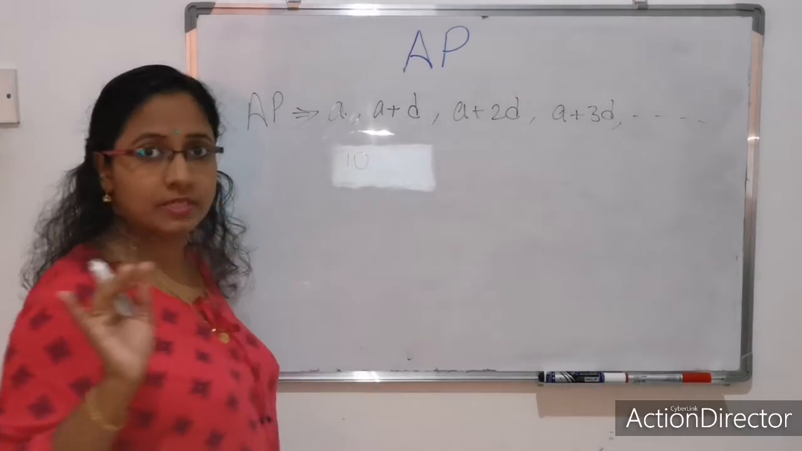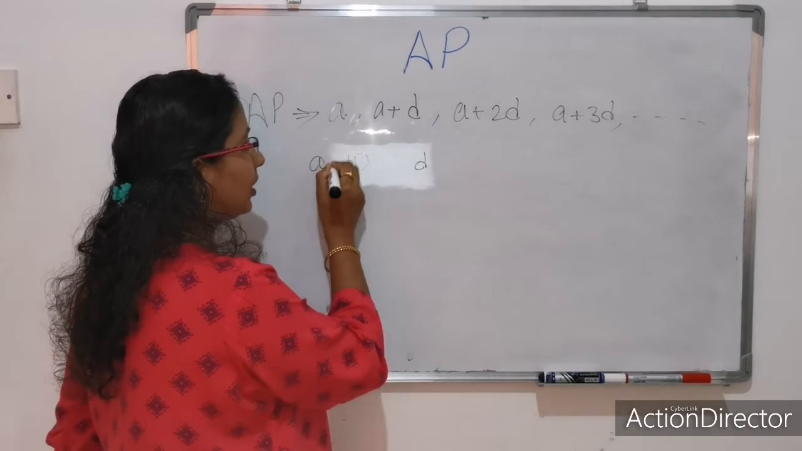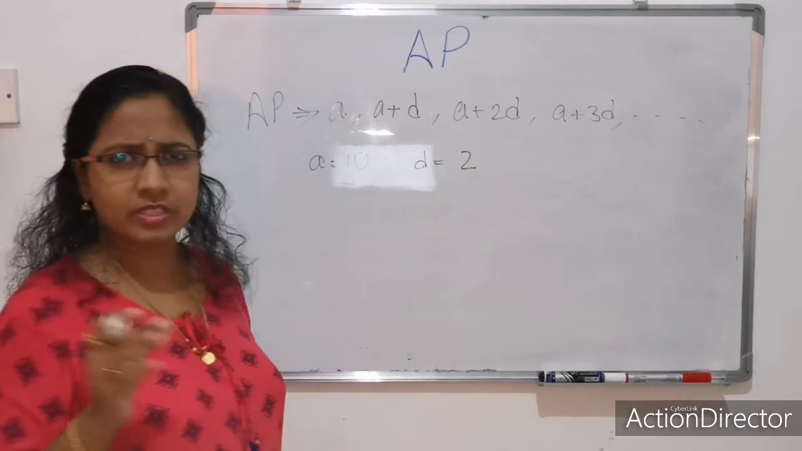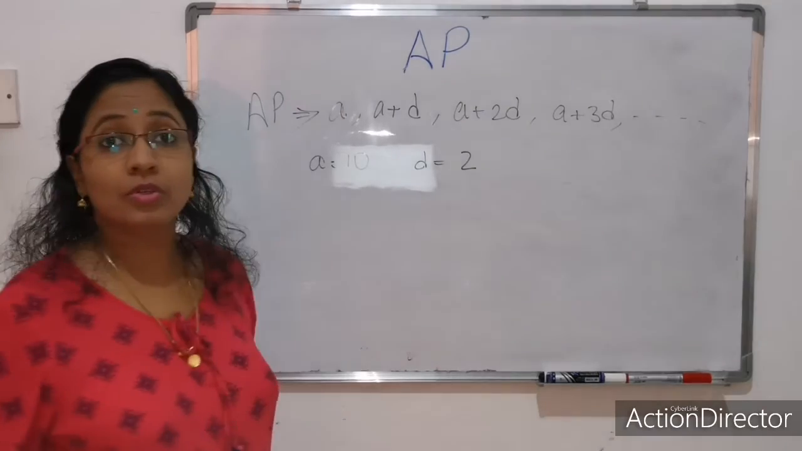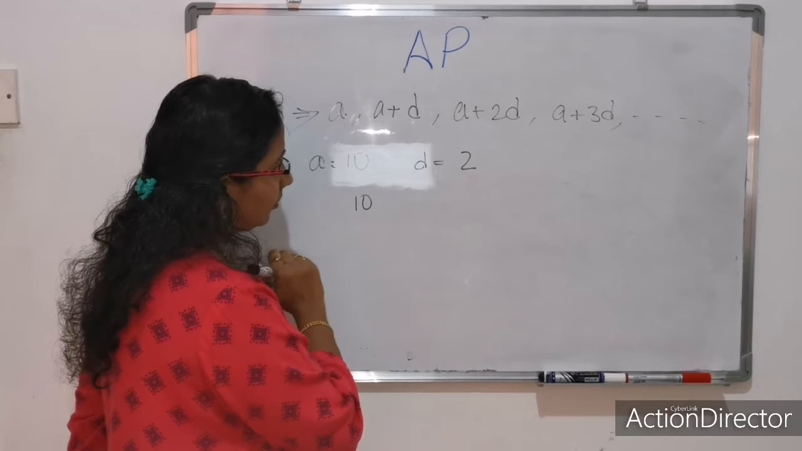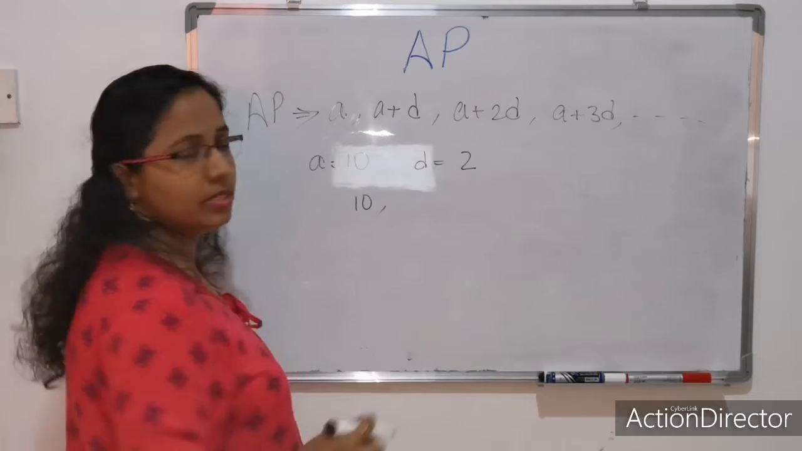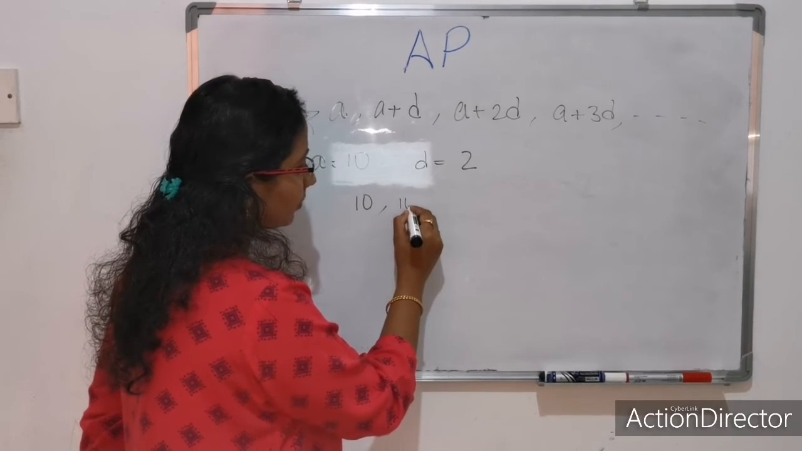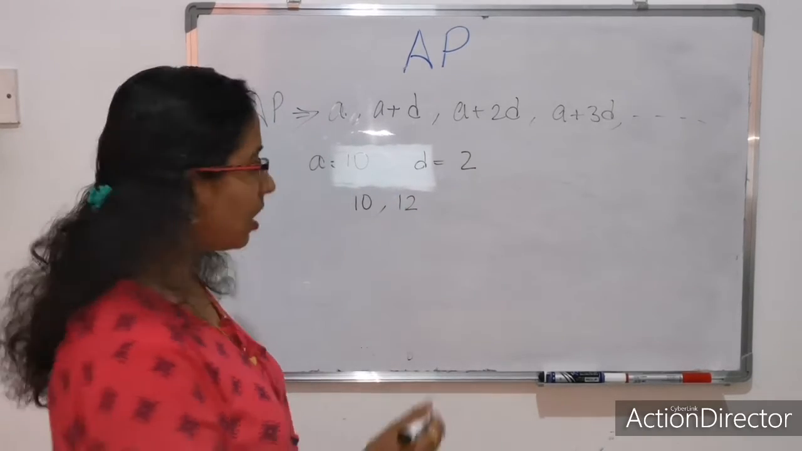The first number is 10, so we take a is equal to 10 and d is equal to, suppose, 2. Just for simplicity I am taking smaller numbers. Now a is 10, the first number. The second number is a plus d, that is 10 plus 2, which we will get as 12, right?